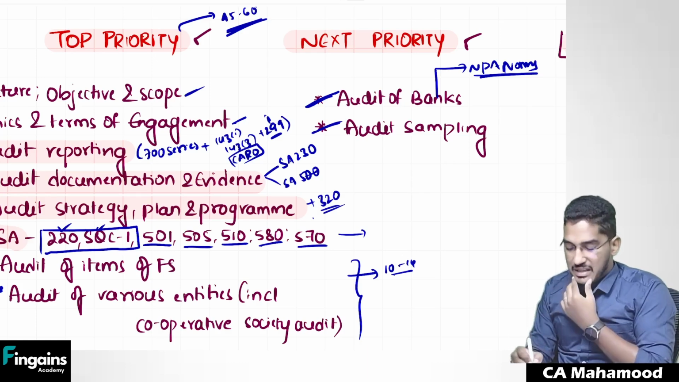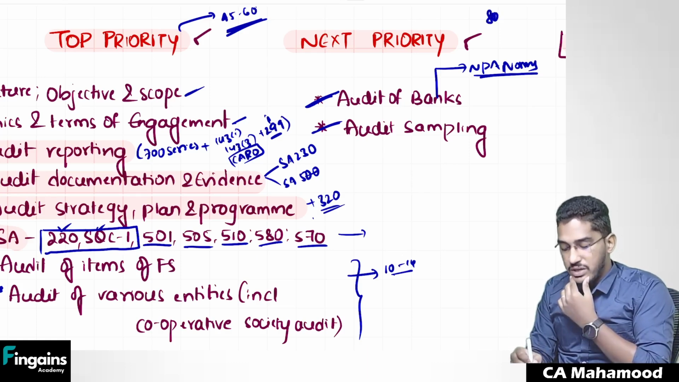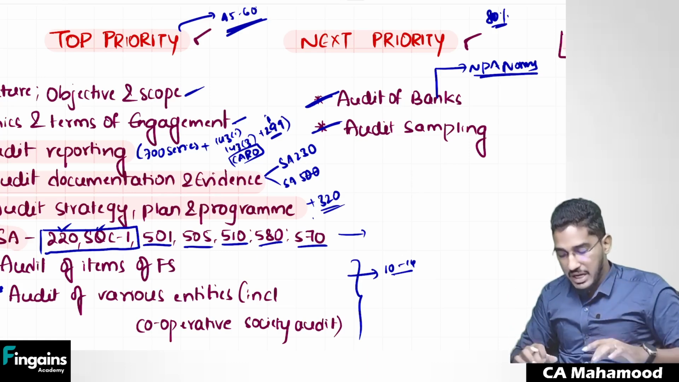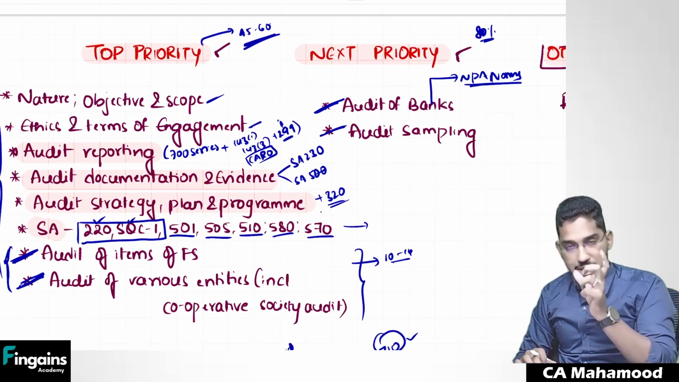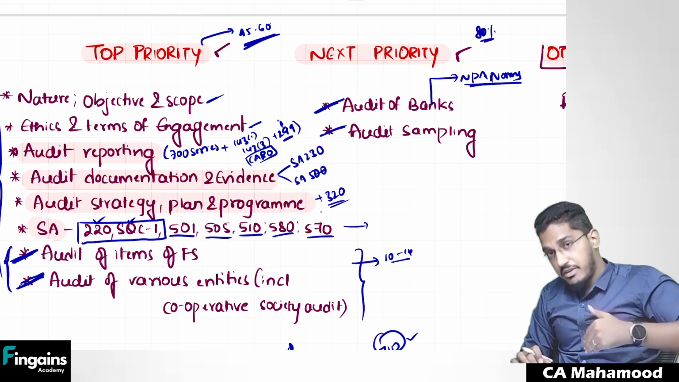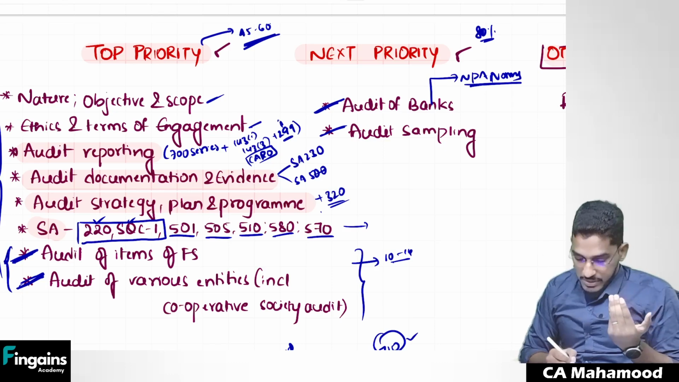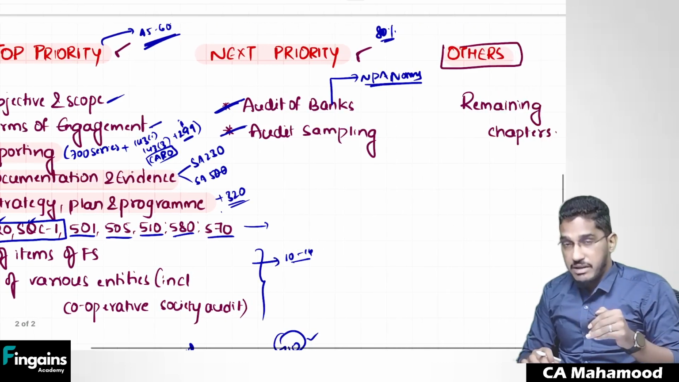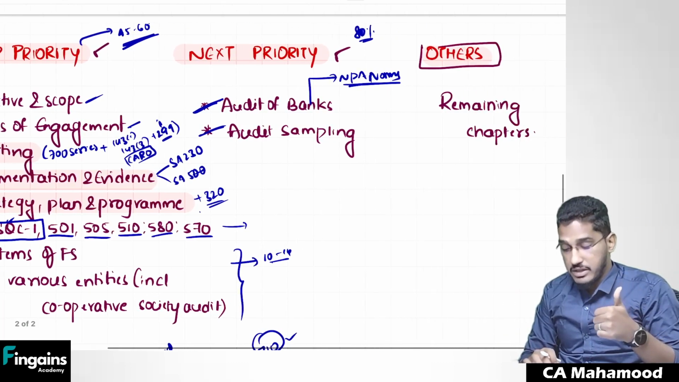Now I feel that generally 80% of the students will not have much time left after covering all this. 80% of the students will not have much of the time left after covering these many chapters in that 1.5 day of time. But you are such a student, you have even more time available. Sir, I have covered top priority chapters, I have covered the next priority chapters, still I have time left, sir. Still I have time left. Then what you should do?